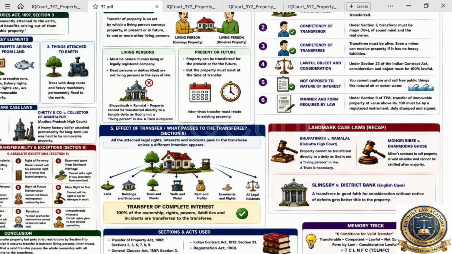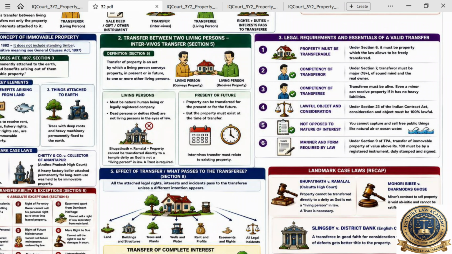Important point, you have to write this for the first question. What is the legal requirement? Property must be transferable. You can't sell the Vidhana Soudha or a government office. It should be freely transferable property.